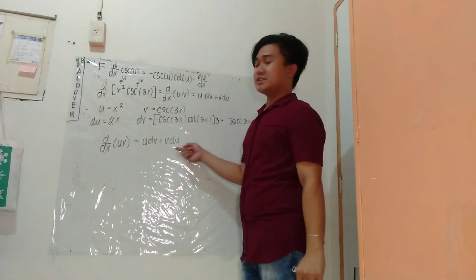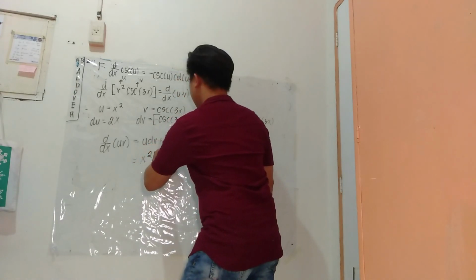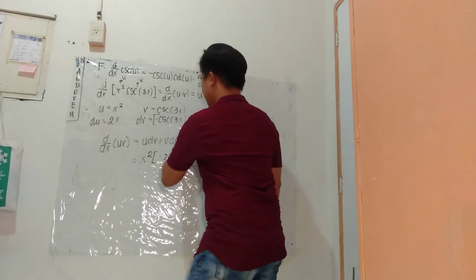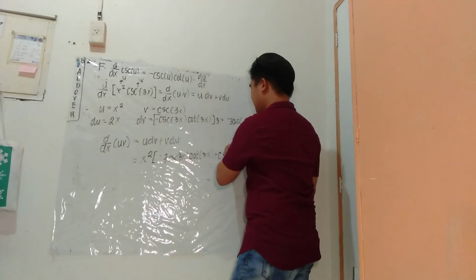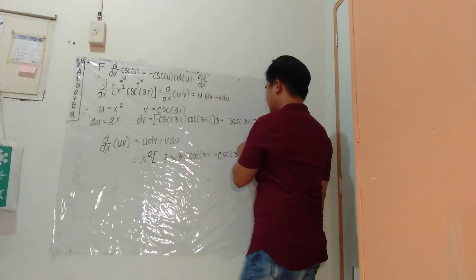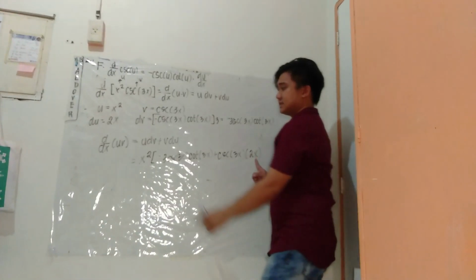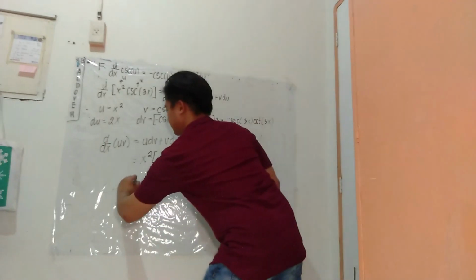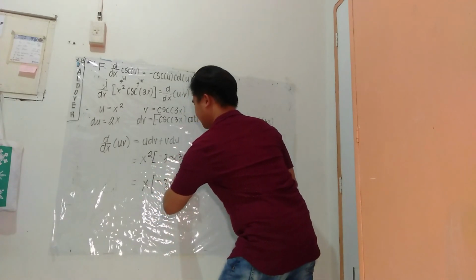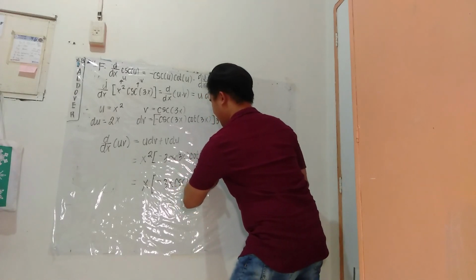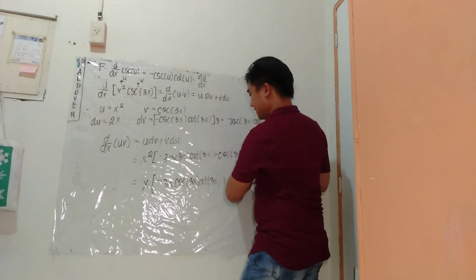And then, i-perform ko na u dv plus v du, since product po tayo. So, yung u ko ay x squared, dv ko is negative 3 cosecant of 3x times the cotangent of 3x plus v, which is cosecant of 3x, times derivative of u, which is just 2x. So, as you can see, may common factor tayo, which is x. Tapos x squared, ilabas ko yung isang x. So, that is x times negative 3 times x cosecant of 3x times cotangent of 3x plus, wala na dito yung x kasi inilabas ko na, ang natira na lang ay si 2 cosecant of 3x.